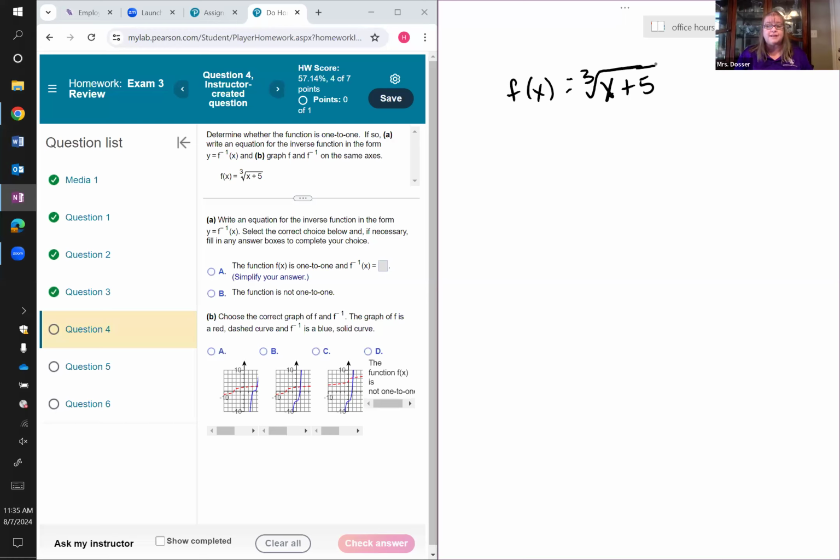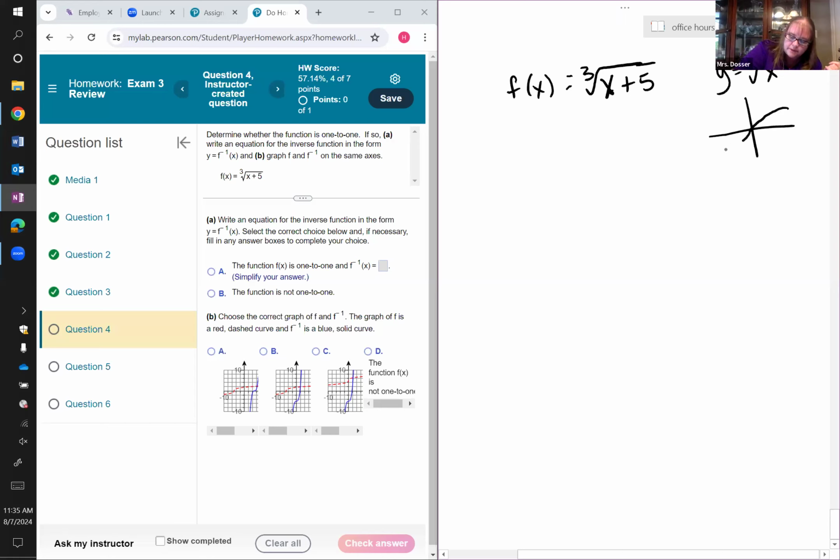Well, we know how to graph this one. We know it's a cube root of x as our parent function. The cube root of x looks like the x cubed graph laid over on its side, so something like this. And then we have shifted that graph. The plus 5 on the inside tells us we've shifted that graph 5 units to the left. And so the graph of the cube root of x plus 5 would look something like this.